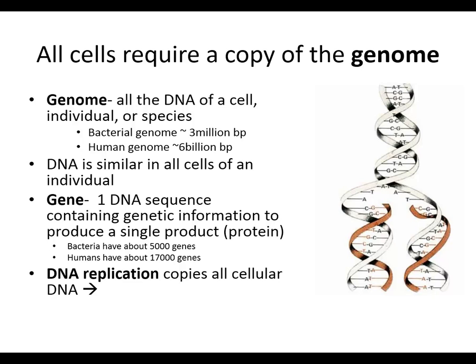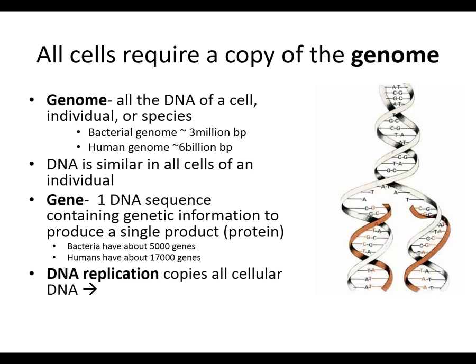And so all of your DNA is your genome. Yeah? Have you guys heard that term? A genome is 3 million base pairs for a typical E. coli genome. The human genome is 2,000 times bigger, 6 billion base pairs. A gene is one particular sequence. Bacteria have about 5,000 genes. We have about 17 to 25,000 genes.